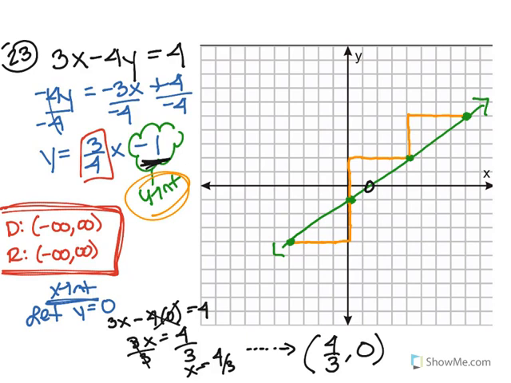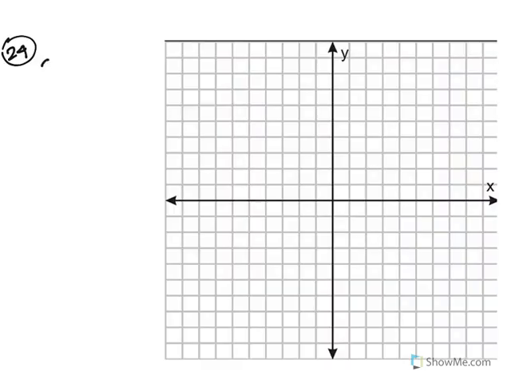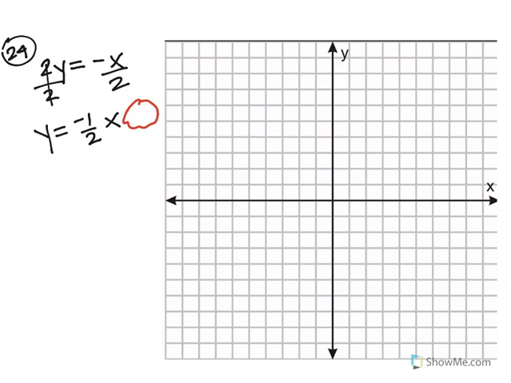Okay. Let's go to the next one, number 24. All right, 24 is 2y equals -x. So we're going to get y by itself by dividing by 2. So y equals -1/2 x. So our y-intercept would be at 0 because there's nothing out here. So we know that that's going to be the origin. It's crossing at the origin, crossing at 0.